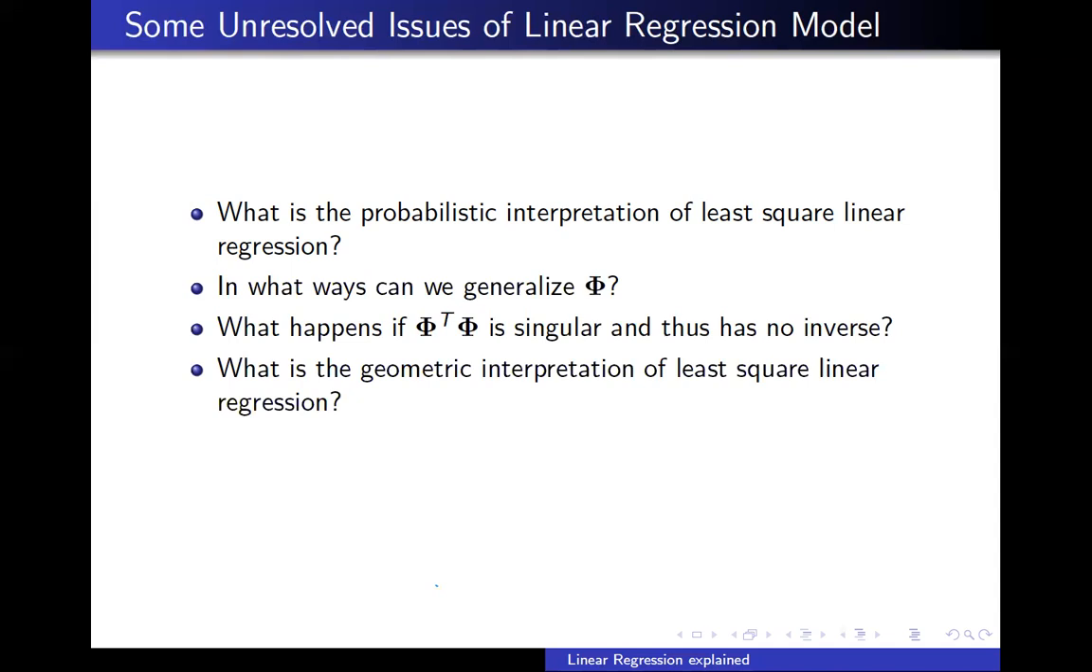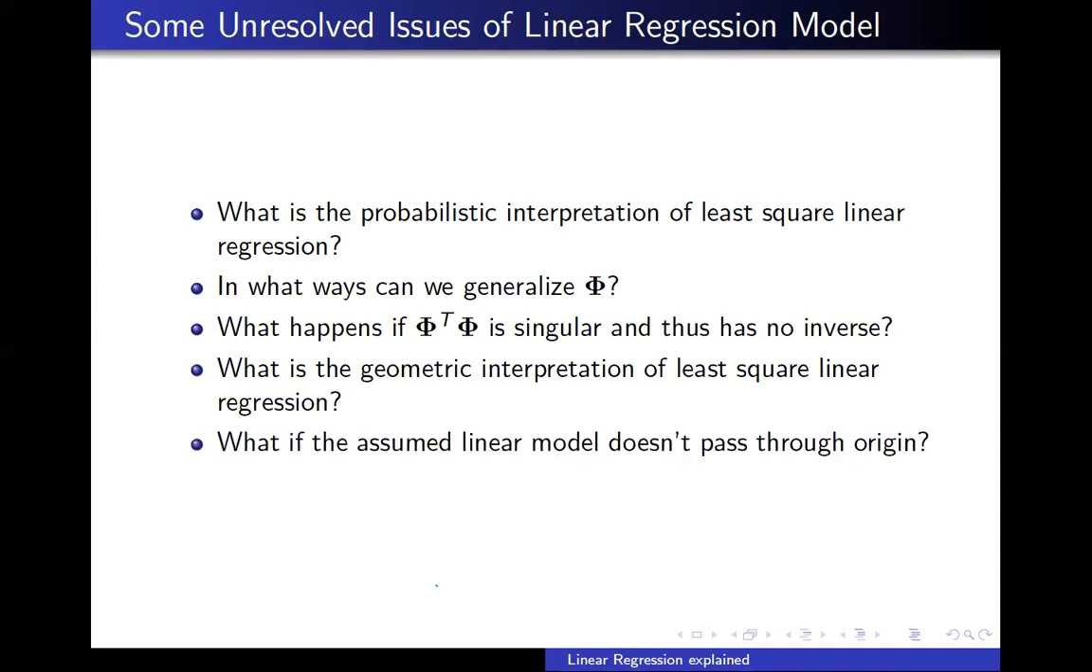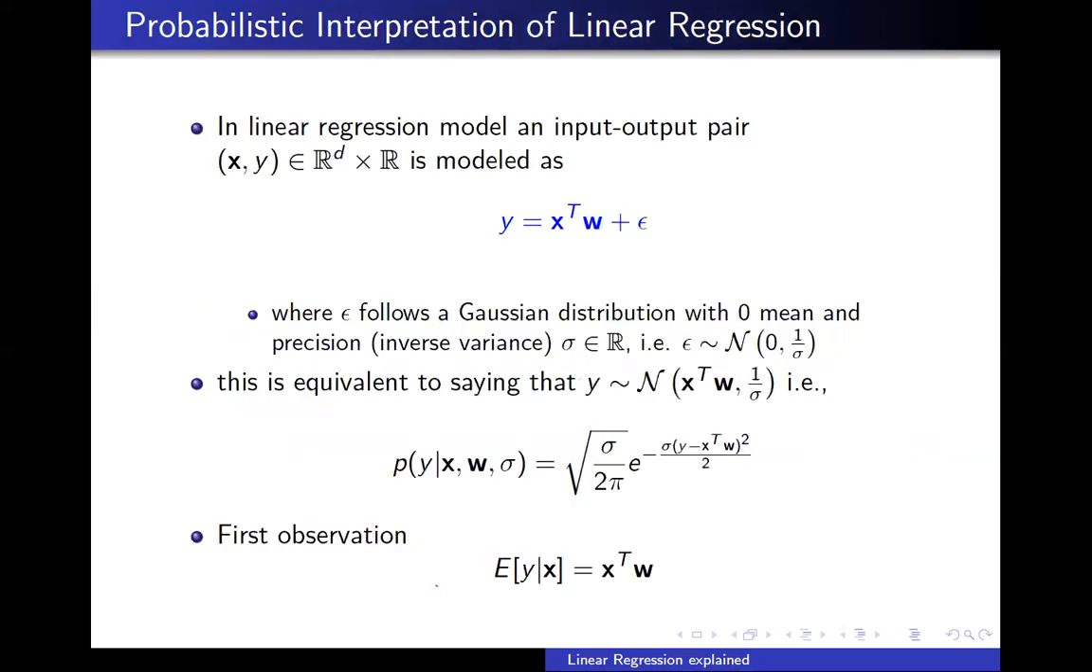What is the geometric interpretation of this linear regression solution? And for the model that you have assumed, the linear model actually passes through the origin, right? So what happens if it doesn't pass through the origin? You have to provide some kind of offset, but how does that offset change your closed form solution? So we'll try to deal with each of these issues in a little bit.